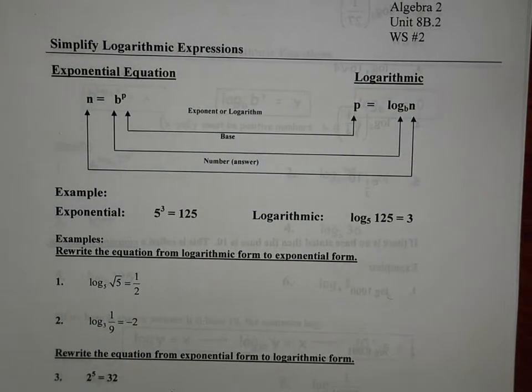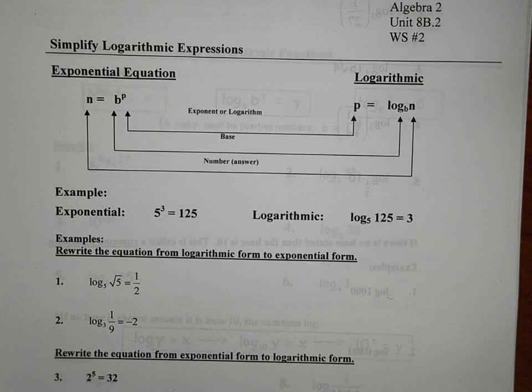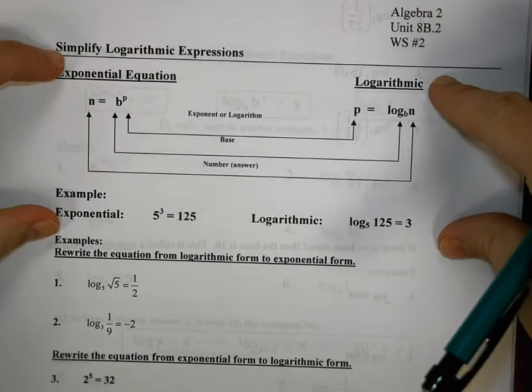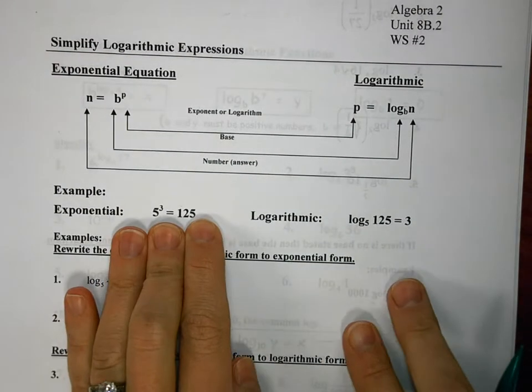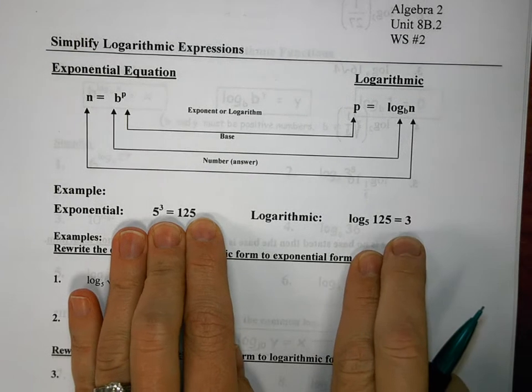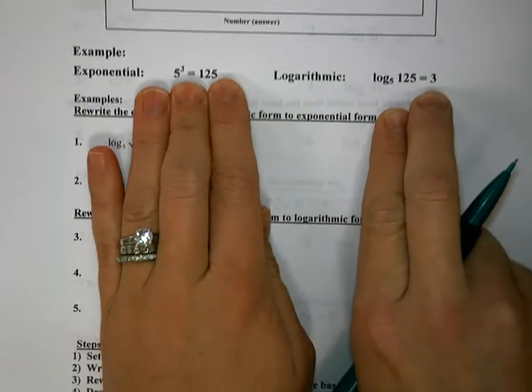So now we're going to talk about simplifying logarithmic expressions. But the first thing before we do that is we're going to recap what we just learned in our last lesson. I want you to be able to change things from exponent form to log form and log form to exponent form. So here is your example again: here is your exponential form, here is your logarithmic form. They mean the same thing.